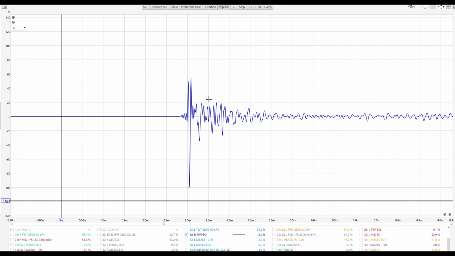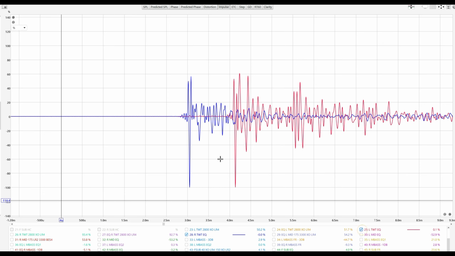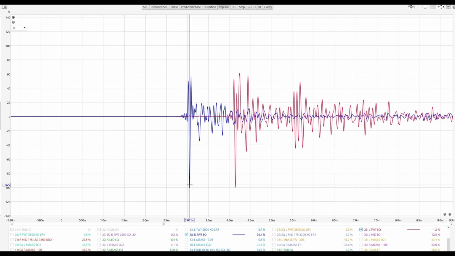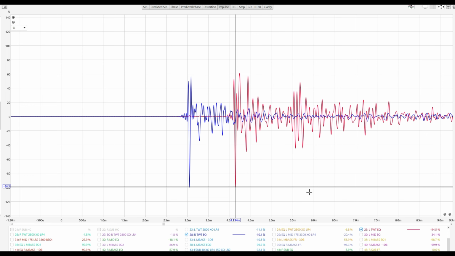Okay, so the right tweeter is closer to the driver than the left tweeter, so when we bring up the left tweeter measurement, we expect it to take longer to get to the driver position or the microphone than the right hand tweeter. So here it is sitting at about 4.13 milliseconds, and the right tweeter is about 3 milliseconds, so it's about 1.14 milliseconds difference. That's certainly one way of working it out.